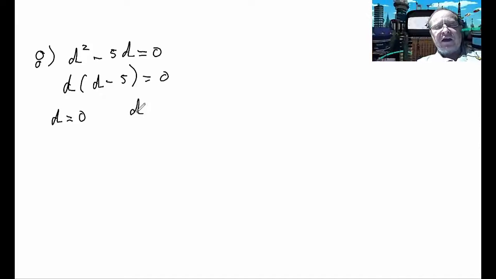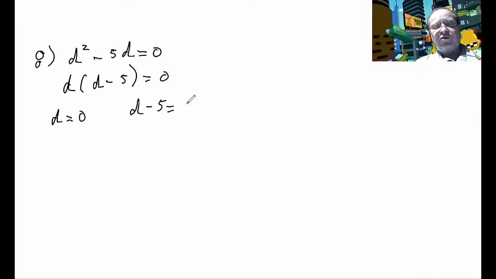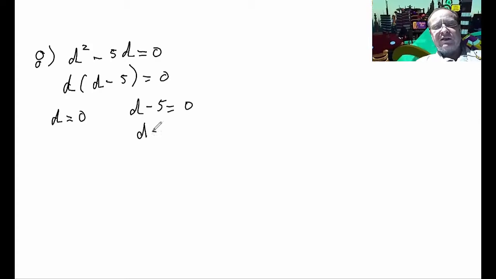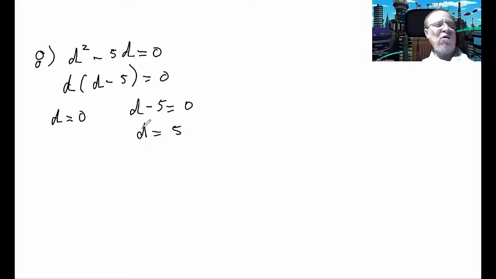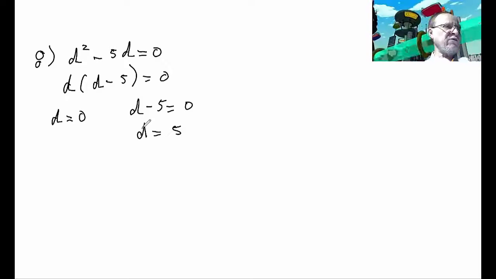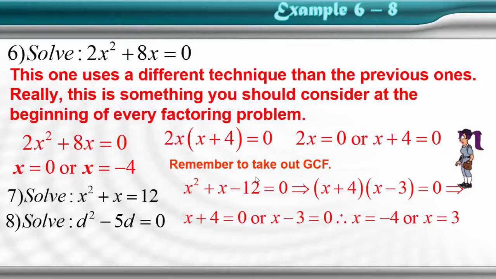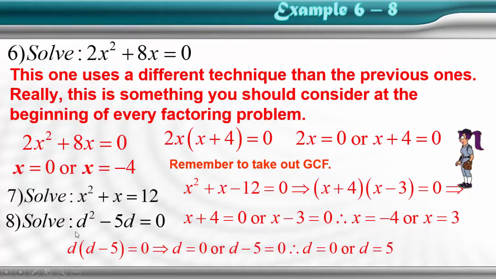And then the second factor, d minus 5, is equal to 0. And so d is equal to 5. So here are my two answers: one is 0 and one is 5. In reviewing what we just did on the whiteboard in example number 8, we factored out the d, and we got d here, and then the other factor is d minus 5, and we found that d can be equal to 0, and we solved this one algebraically and found that d can also be equal to 5.